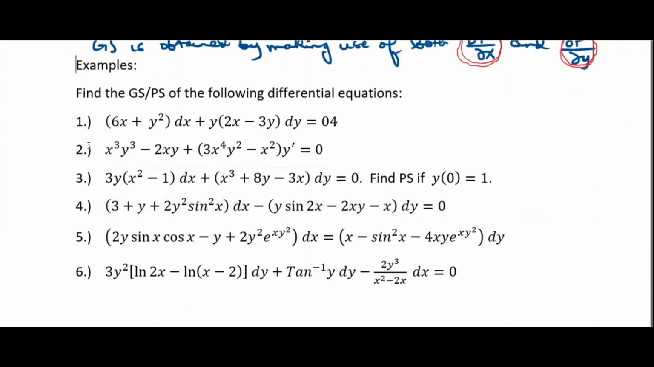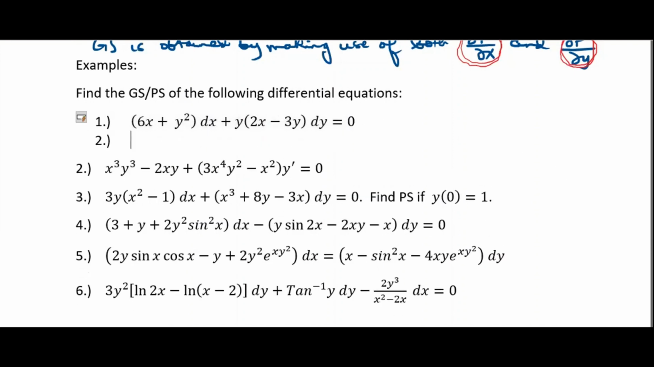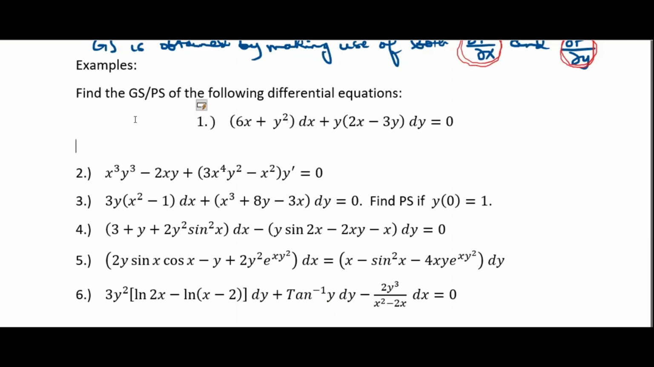Okay, so let us take the first example. Yung first example natin is (6x + y^2) dx + y(2x - 3y) dy = 0. Okay? Nakita nyo guys, yung number 1. Yes po. So, susubukan natin i-solve. Okay, subukan natin i-solve yan.